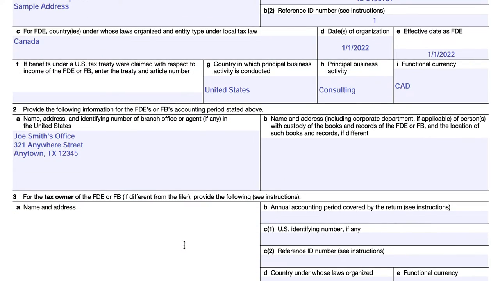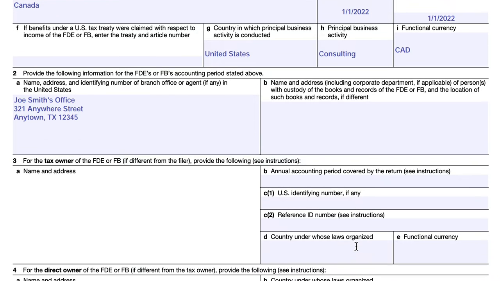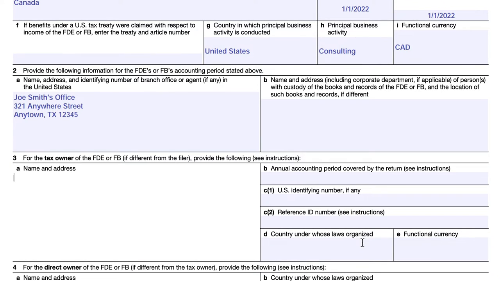We're just going to make the assumption that Joe Smith's office also contains all the books and records. Now, for a tax owner of the FDE, if it's different from the filer, you would list that name and address as well as certain accounting information. In 3B, you would list the accounting period covered by their tax return, their U.S. identifying number and reference number, the country under whose laws they were organized, and then the functional currency.